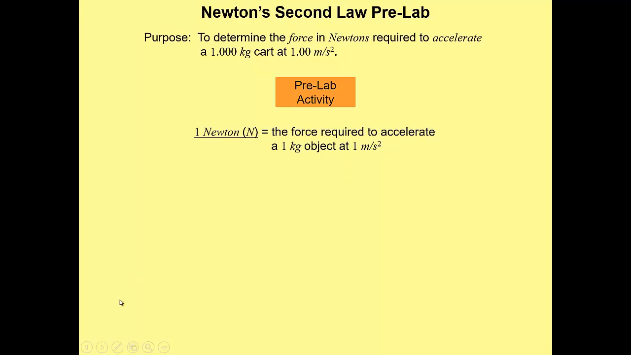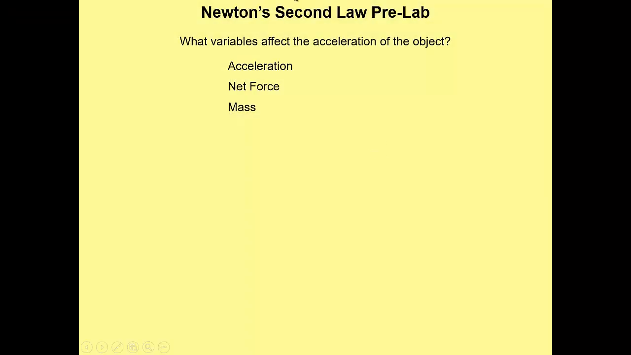That kind of begs the question, why? Why does it take 1 Newton to accelerate a 1 kilogram object at 1 meter per second squared? Well, for that, we're going to need to figure out how those 3 variables are related to one another. And if you remember, we came up with these 3 variables as related to the acceleration. Right? That if we change the net force or we change the mass, we thought it might change the acceleration. So this is a 3-variable lab.